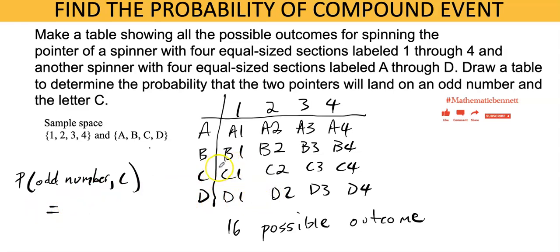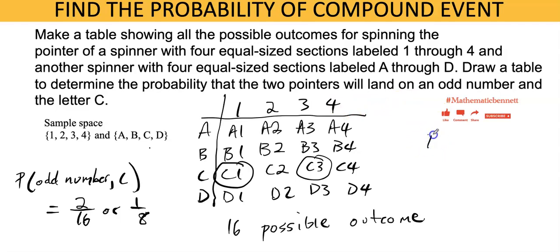Odd numbers would be 1 and 3. So we're looking for C1 and C3. Those are the only two odd numbers we see with the letter C. So the probability of getting an odd number with the letter C would be 2 out of 16, or 1/8. So that's how you find the probability of getting an odd number with the letter C.